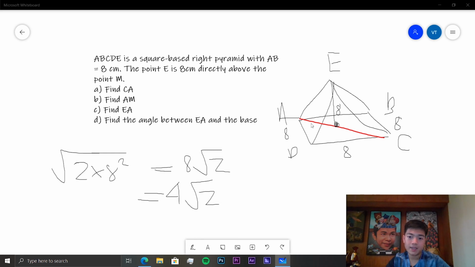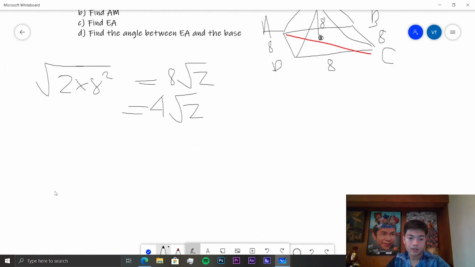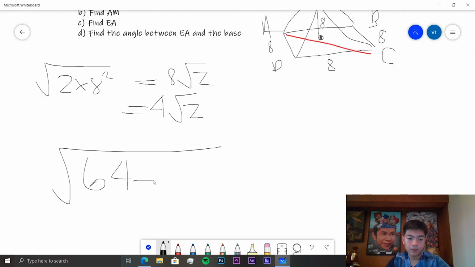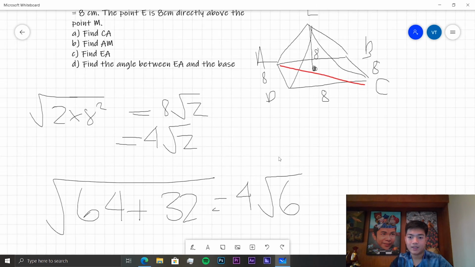Next, we need to find EA. We know that's 8. This is equal to 4 square root 2. So we have the square root of 64 plus (4 square root 2) squared, which is 16 times 2 is 32, is equal to the square root of 64 plus 32, which is 96. So 96 divided by 4 is 24, I mean 6 under the root. So we have 4 square root 6, I believe, as the distance AE.